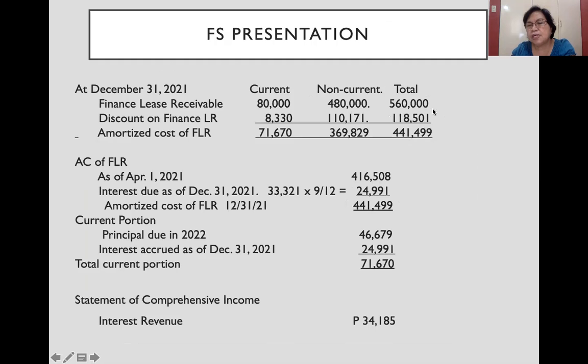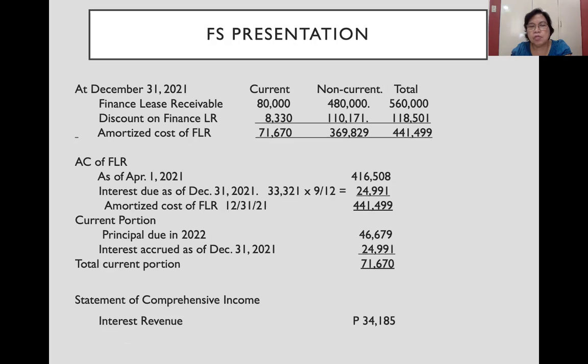This must be the ledger balance of discount on finance lease receivable as of December 31, 2021, which will have to be split into current portion and non-current portion. So the current portion is the amount of principal due in 2022. This is based on your amortization table, plus the interest that is accrued as of December 31, 2021, which is 24,991. Therefore, the total current portion is 71,670. So you transfer here the amortized cost of 71,670.